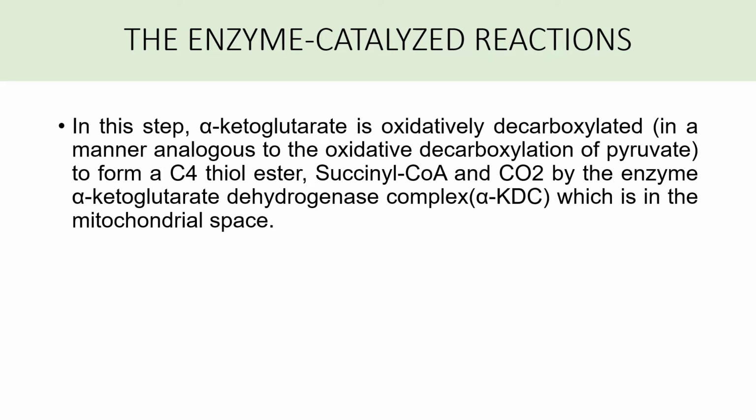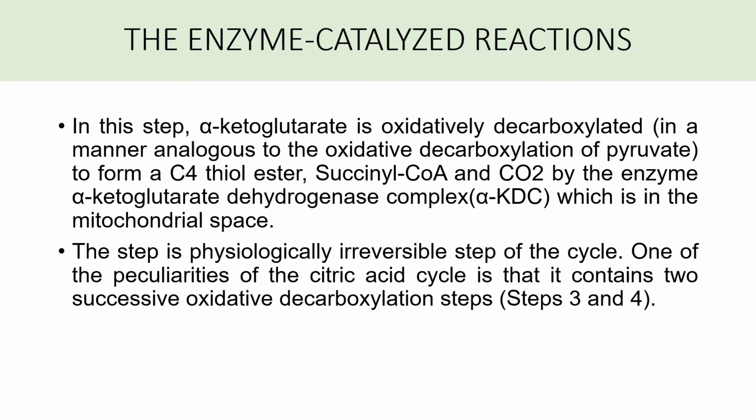In the next step, alpha ketoglutarate is oxidatively decarboxylated, in a manner analogous to the oxidative decarboxylation of pyruvate, to form the 4-carbon thiol ester, succinyl coenzyme A, and carbon dioxide by the enzyme alpha ketoglutarate dehydrogenase complex, or alpha KDC complex, which is in the mitochondrial matrix. This step is a physiologically irreversible step of the cycle. One of the peculiarities of the citric acid cycle is that it contains two successive oxidative decarboxylation steps, which are step number 3 and step number 4.